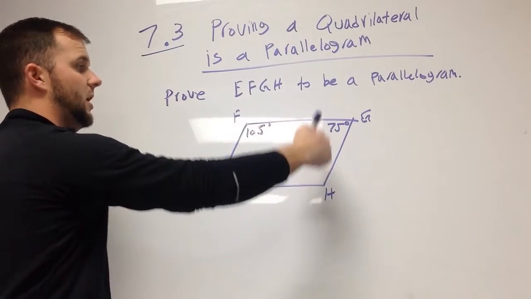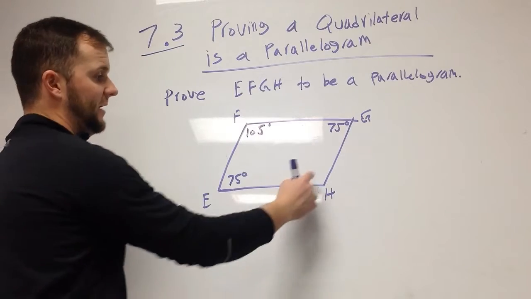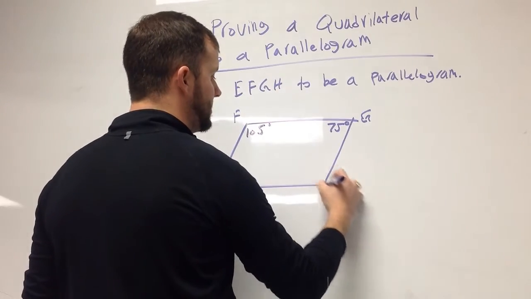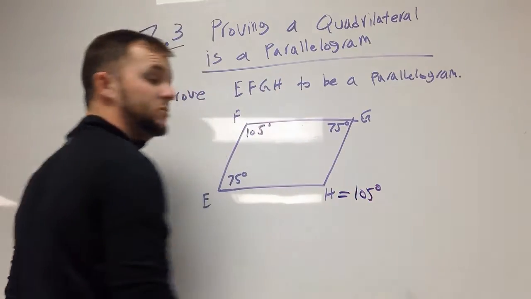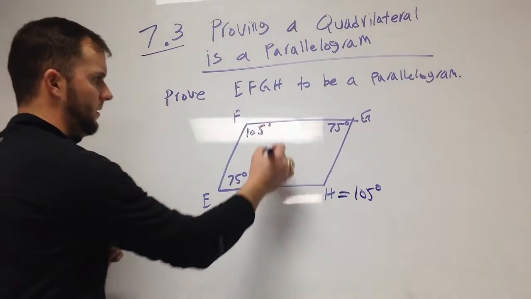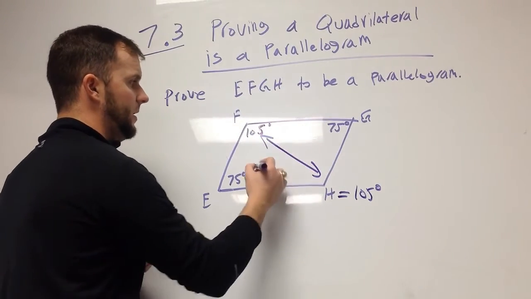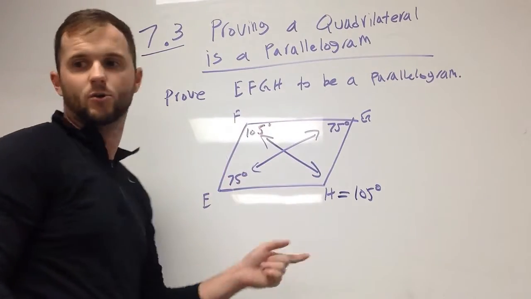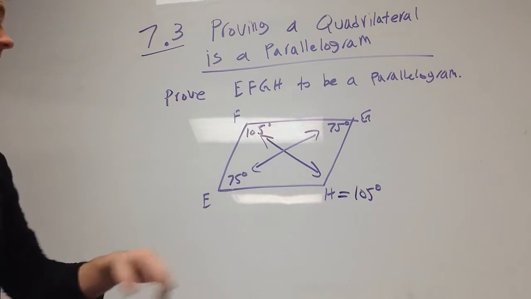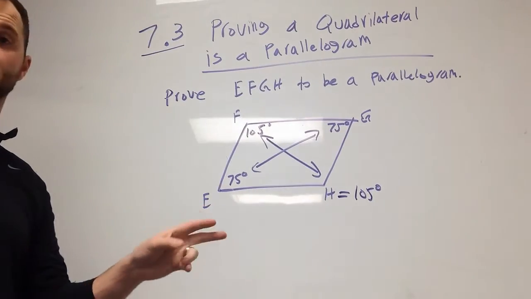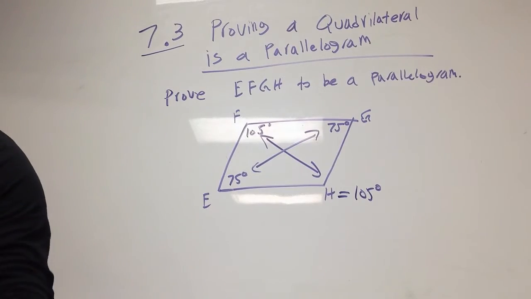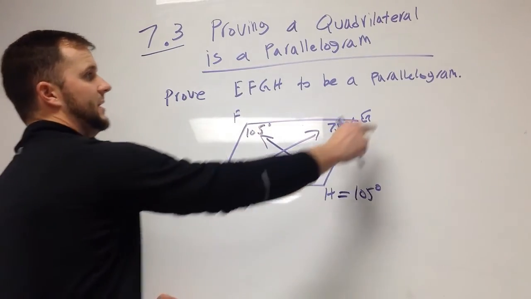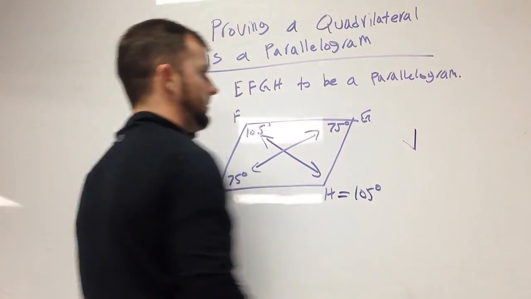So since all angles of a quadrilateral add up to 360, I can find this by adding all these up and subtracting it from 360, which would give me h is going to be equal to 105 degrees as well. So now, if I look, opposite angles are congruent, opposite angles are congruent. So since my opposite angles are congruent, I think that's going to be theorem number 2, theorem 7.6, that tells me opposite angles are going to be congruent, so that tells me it is a parallelogram. Check. It is a parallelogram.